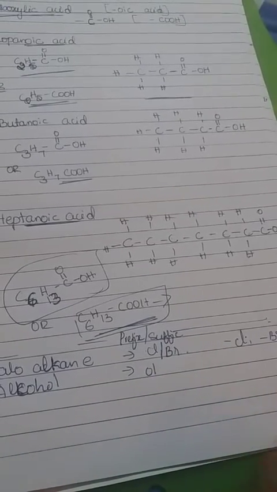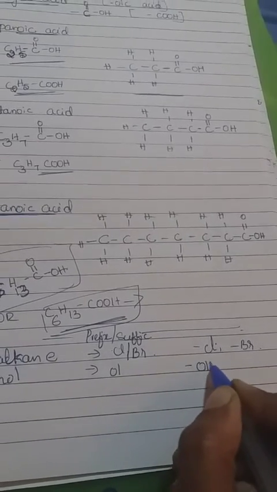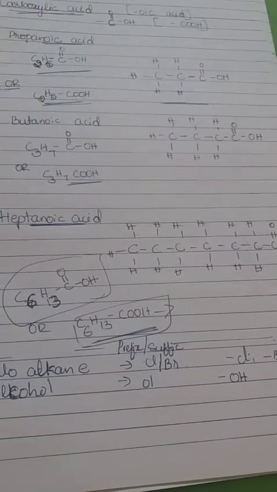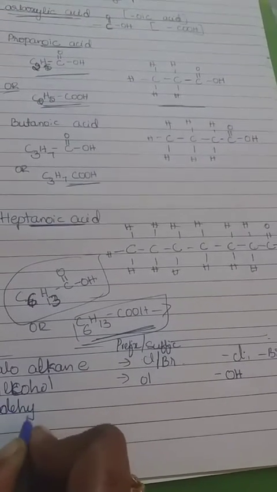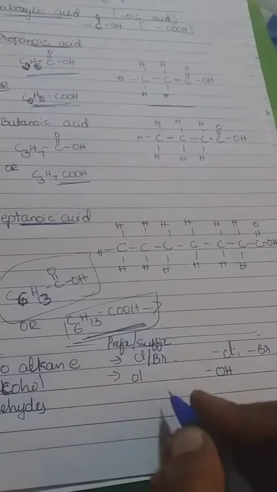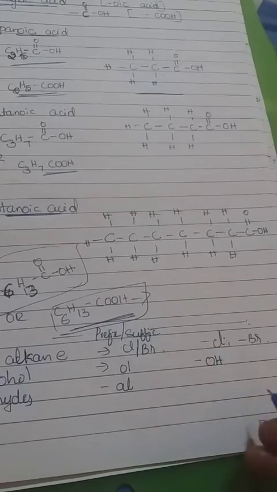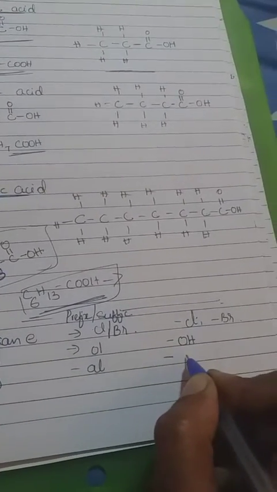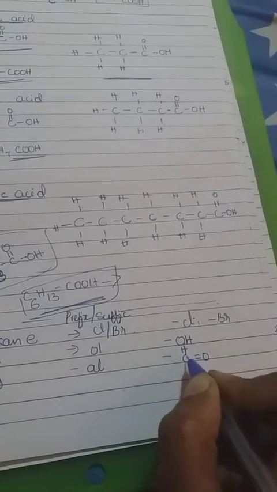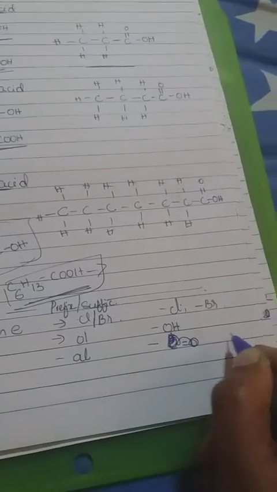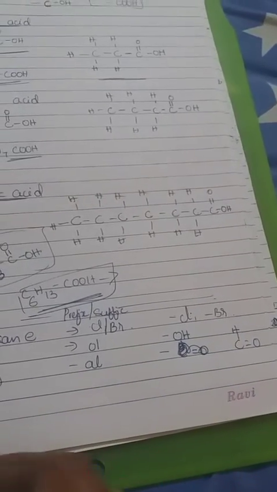I mean methanol, ethanol, like that. And it ends with the single bond OH, alcohol. Next is aldehydes. You have to note this down, then it is easy for you. Aldehyde suffix is al, not ol, and it ends with C double bond O and single bond H. So here I am writing C double bond O and single bond H. Okay, this is the aldehydes.